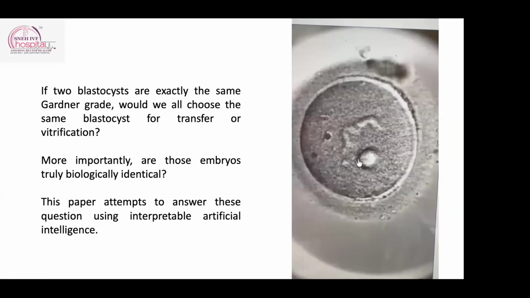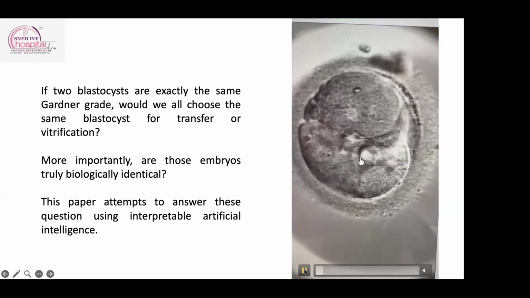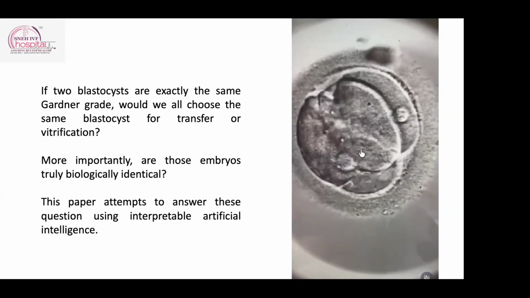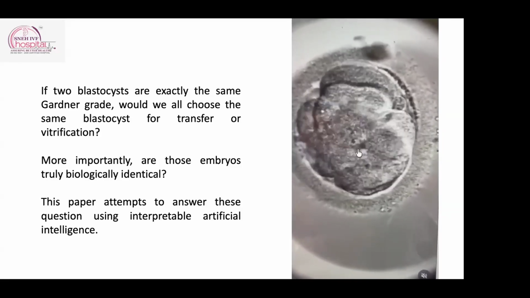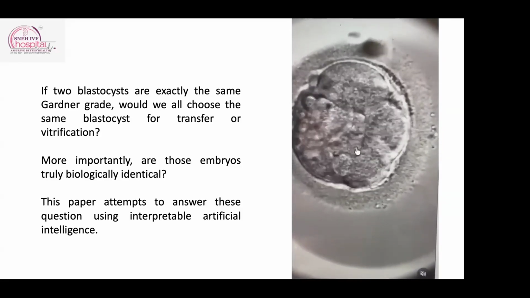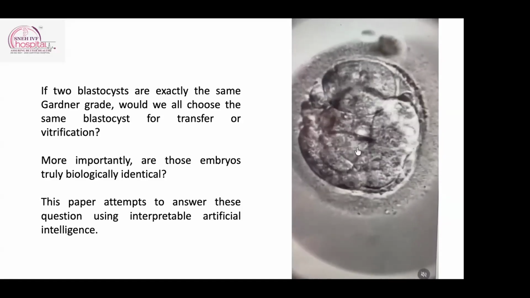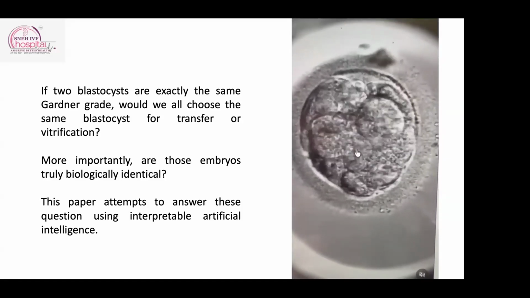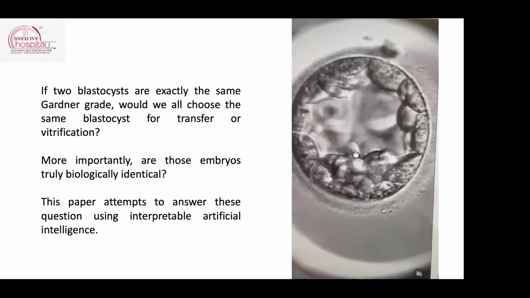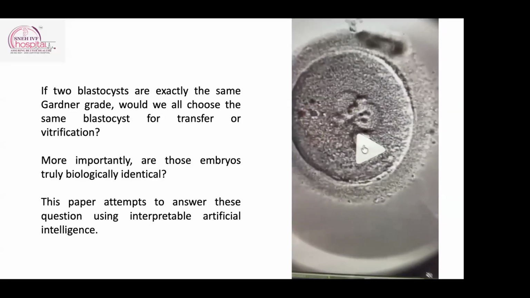Now, moving towards two blastocysts which have exactly the same Gardner's grade. Would two different embryologists also choose the same blastocyst? If we have to choose between blastocysts which are exactly identical, are we able to choose the one for transfer or vitrification? No, we are not. We cannot make out, with both being 4AA, which one is better to transfer if they are identical. We have to rely on probability.